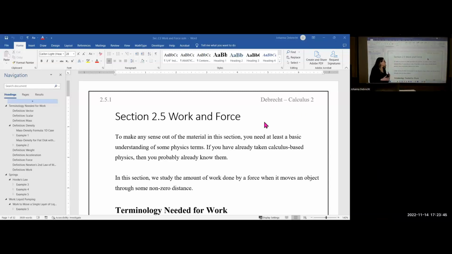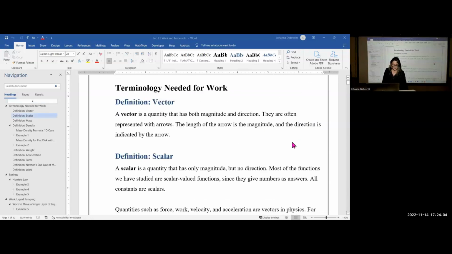So what we want to start with is talking about some of the definitions that we're going to use to talk about work and force. The first thing that we want to study is the amount of work done by a force when it moves an object through a distance. That's really what the physics sense of the term work is. So let's talk about some more things that are involved in finding work.